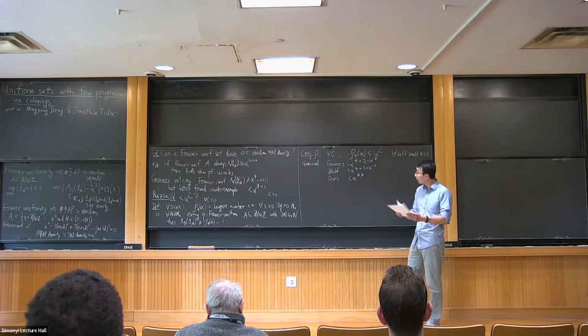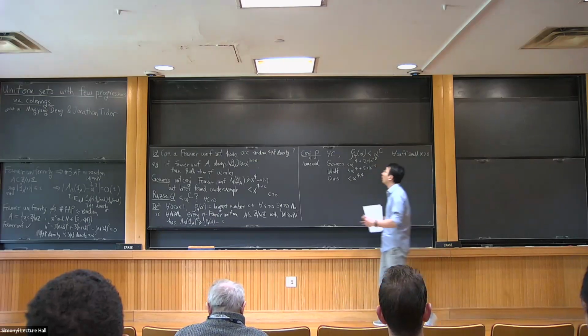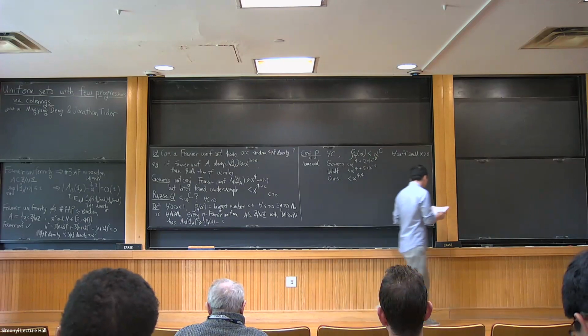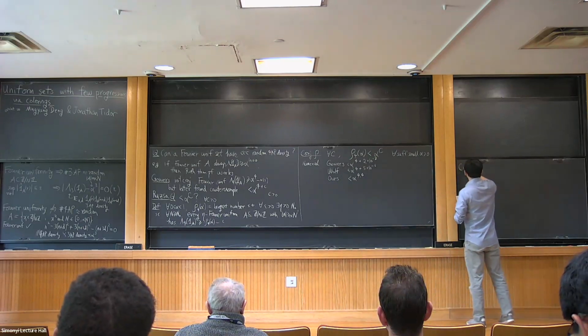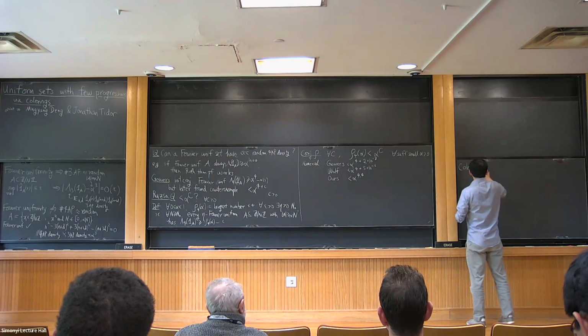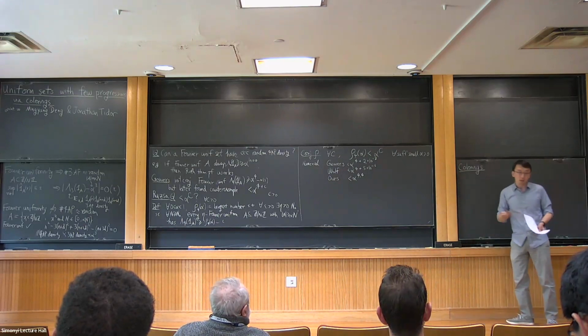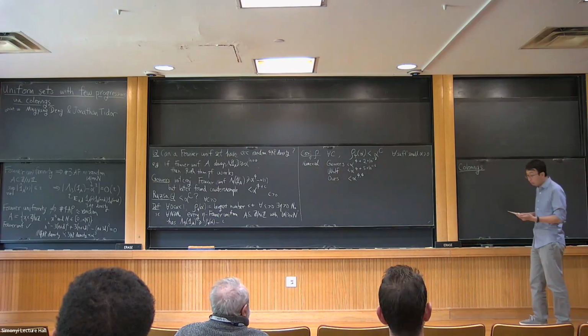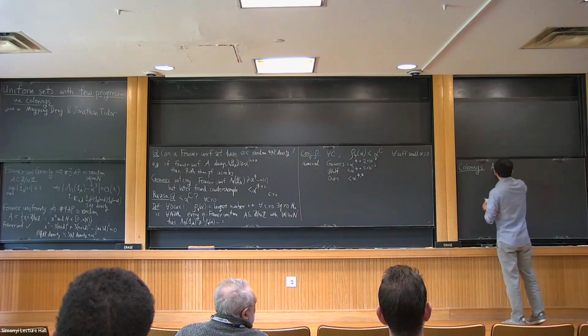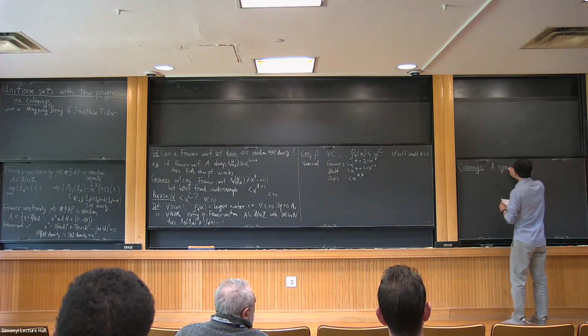Great question. All right. So let me now talk about what seems to be a different question that has to do with coloring. This is an arithmetic Ramsey problem. Let me define a notion of a symmetrically colored 4AP.